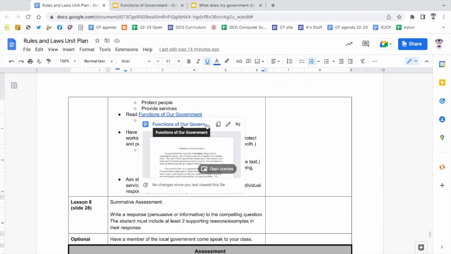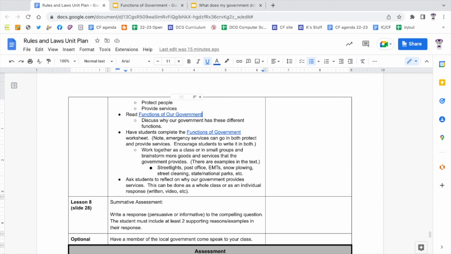So in this, we want to define the word function. We want to come up with the main 3 of establish and maintain order, protect people, and provide services. Then we can read functions of our government. This is also a good time to work together either as a class or in small groups to brainstorm some goods and services that the governments provide. Ask students to reflect on why our government provides services. And this might be simply that someone needs to figure out how the snow is going to get plowed rather than everyone trying to do it and it not getting done well.